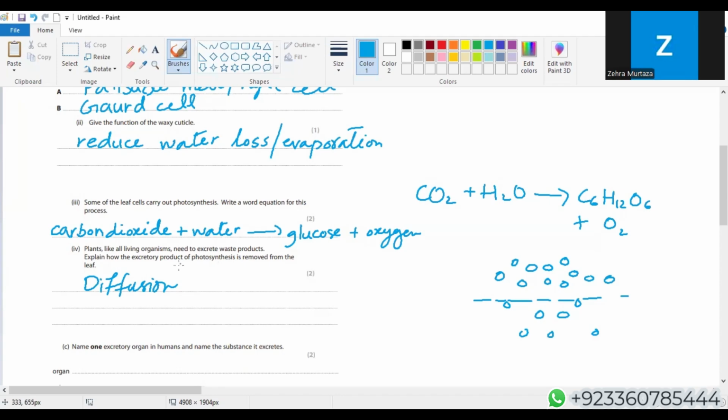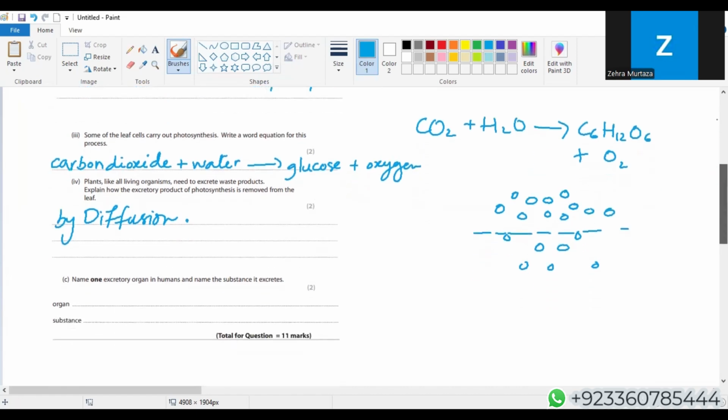Okay. So how is the excretory product of photosynthesis removed from the leaf? The excretory product of photosynthesis is removed from the leaf by diffusion. Okay, so that is the complete answer for this question.